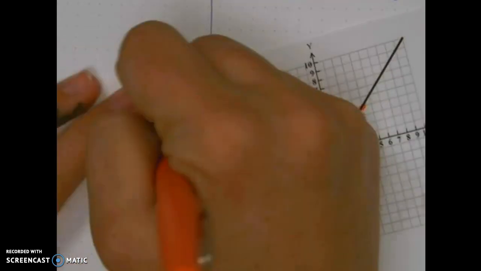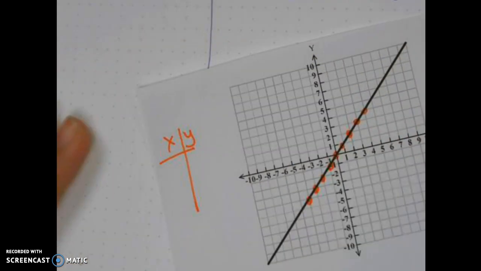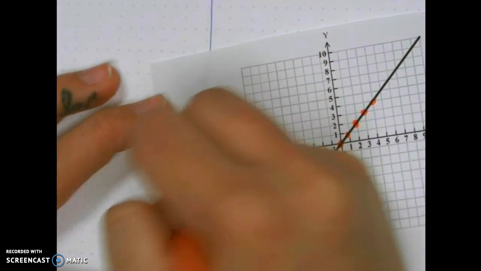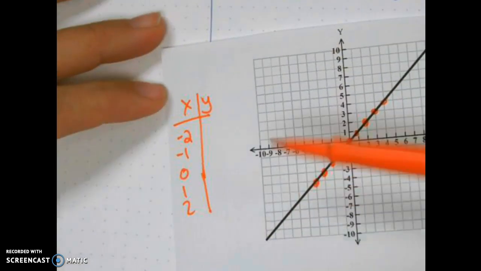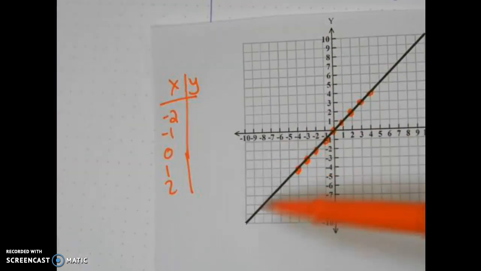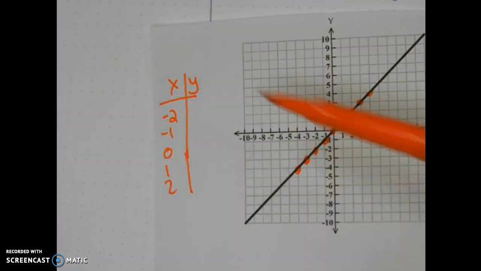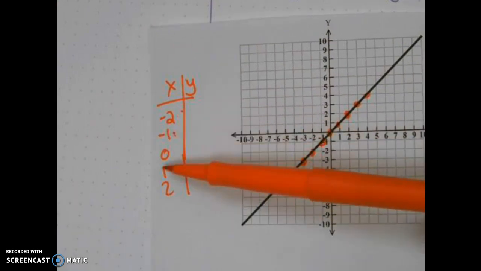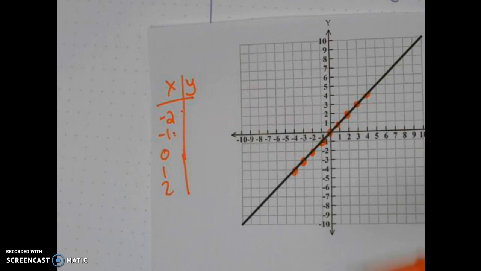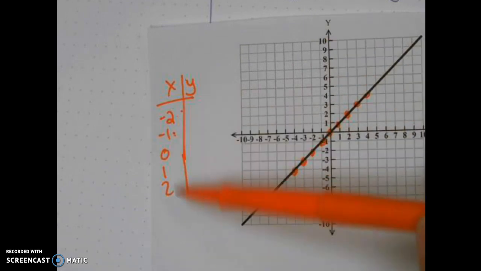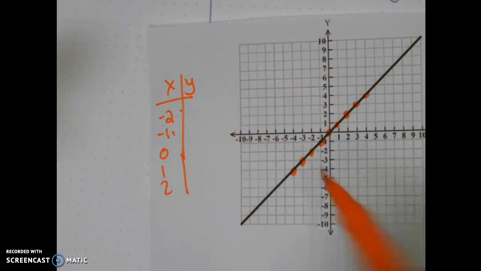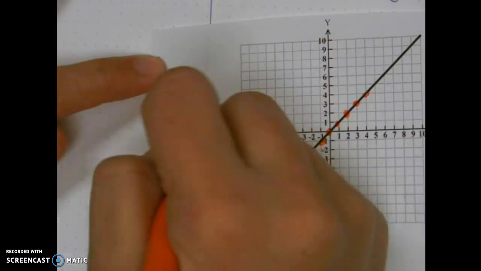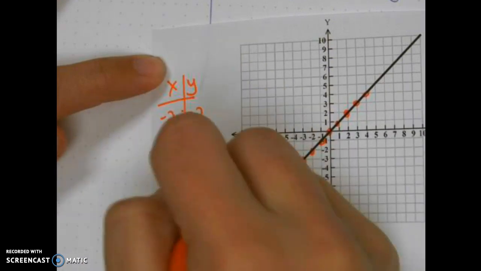So if I was going to create an x and y table, just to verify, I can go negative 2, negative 1, 0, 1, 2. When I am graphing and it's going into the negatives of x's, I would prefer to do negative 2, negative 1, 0, 1, 2, and so on and so forth. But these are the 5 main ones that you need to show. So at negative 2, 2, we have negative 2. At negative 1, I have negative 1, 0, 0, 1, 1, 2, 2.